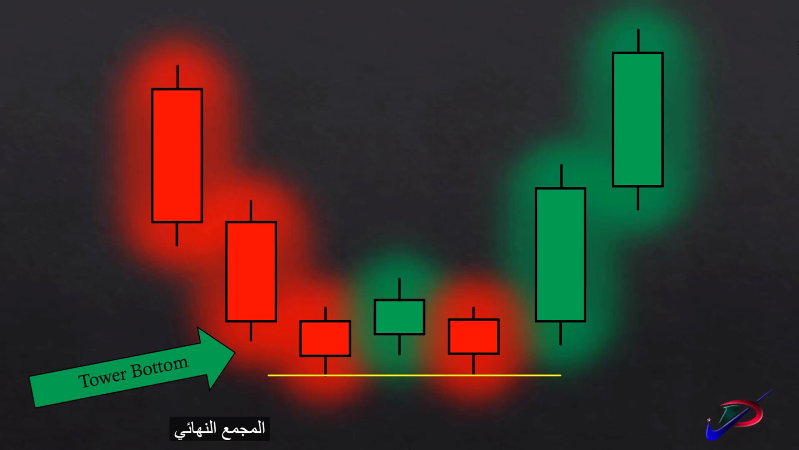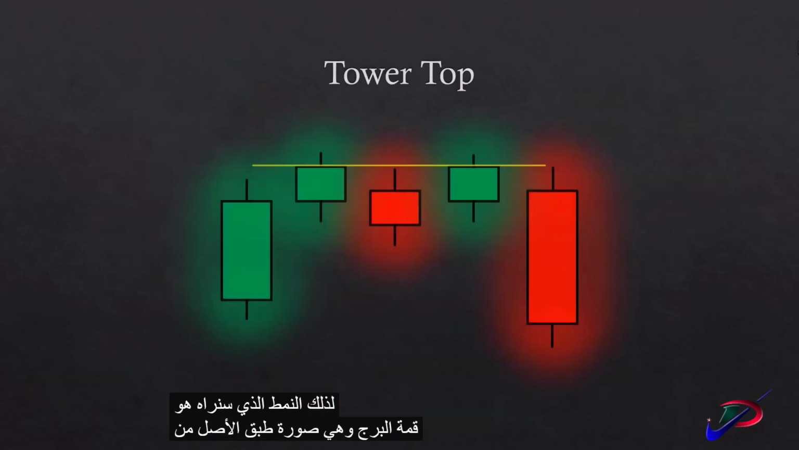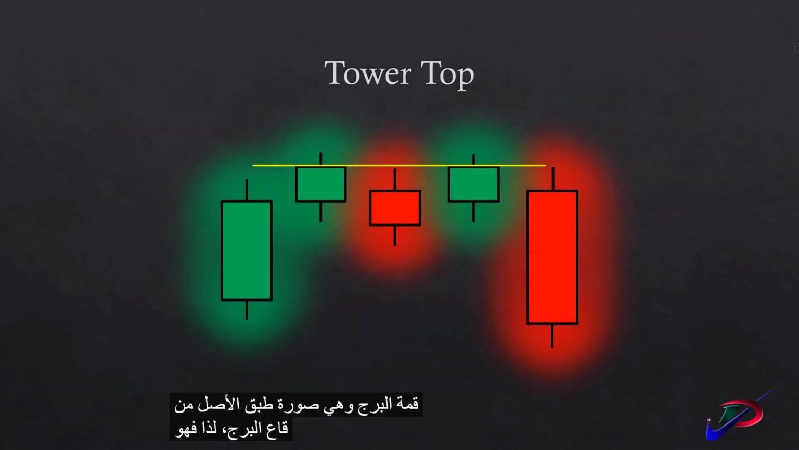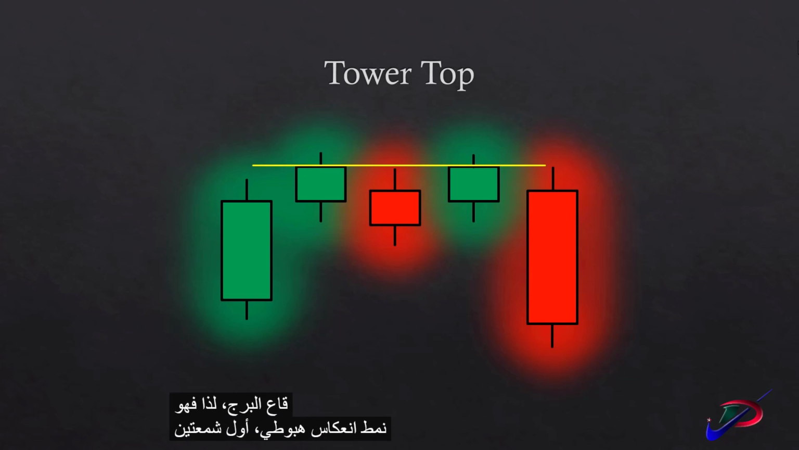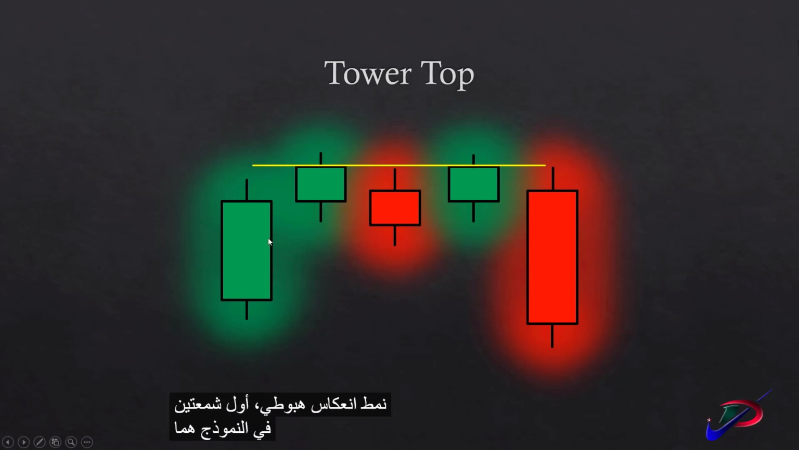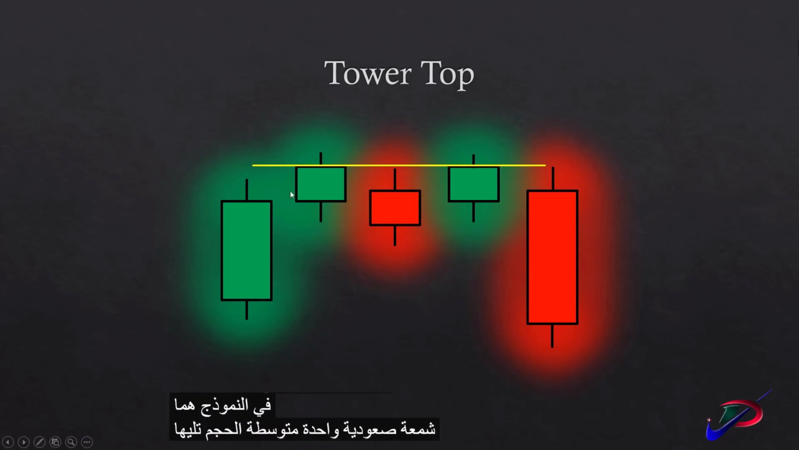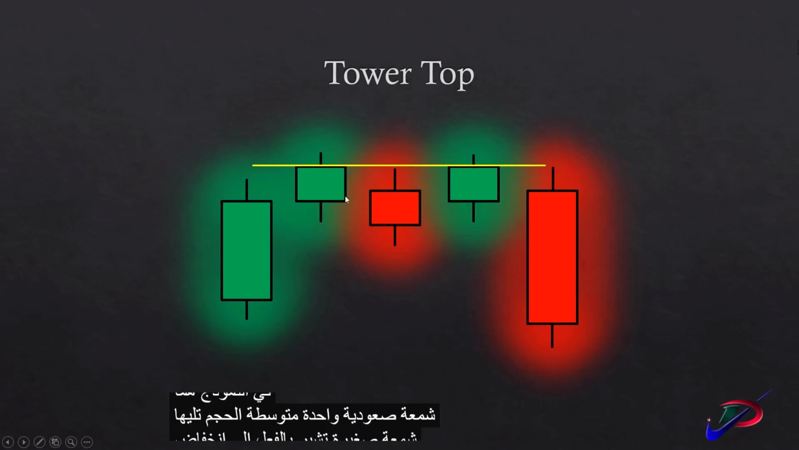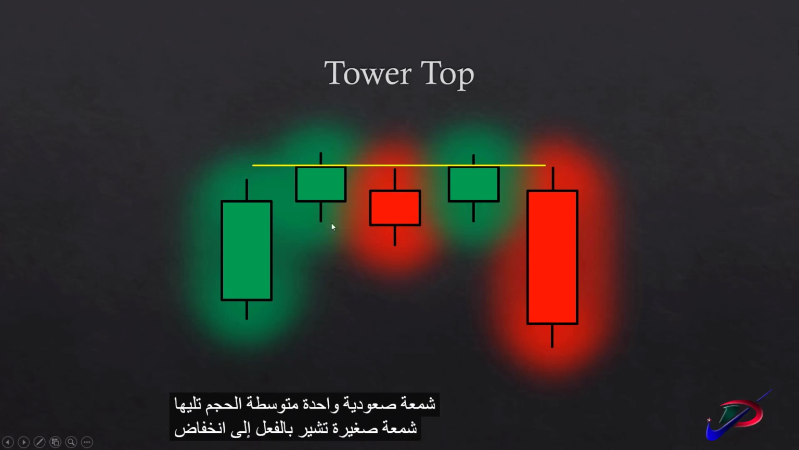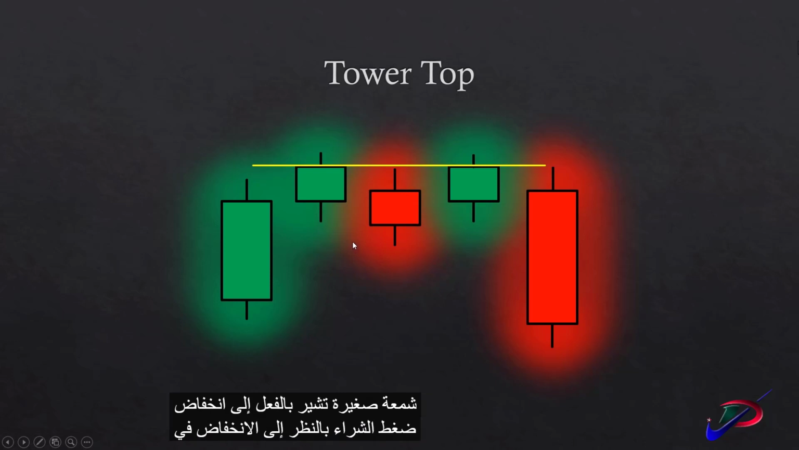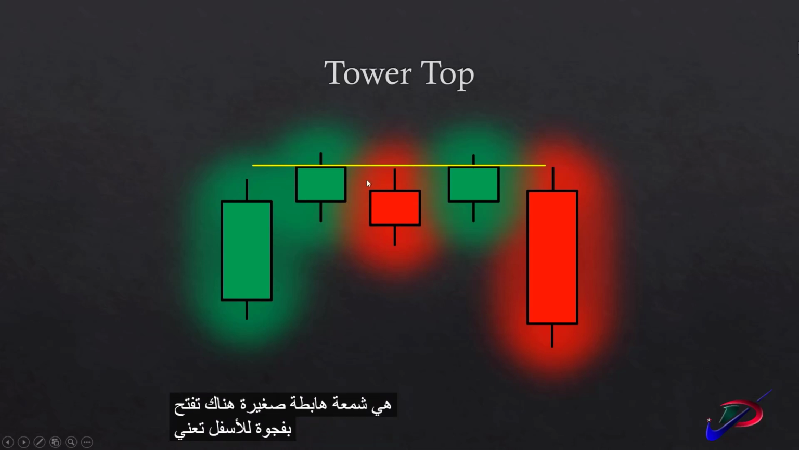The final complex reversal pattern we are going to see is the tower top, which is the mirror image of the tower bottom, so it's a bearish reversal pattern. The first 2 candles in the pattern are bullish, 1 medium-sized candle followed by a small candle. That already denotes a decrease in buying pressure given the decrease in the body size of the second bullish candle. The third candle in the pattern is a small bearish candle that opens with a gap down. That means a sudden burst of selling pressure.